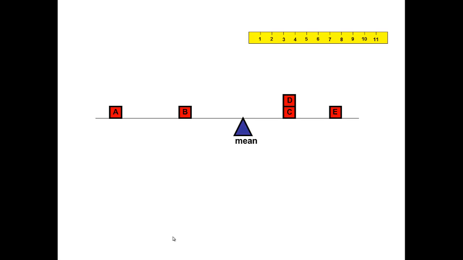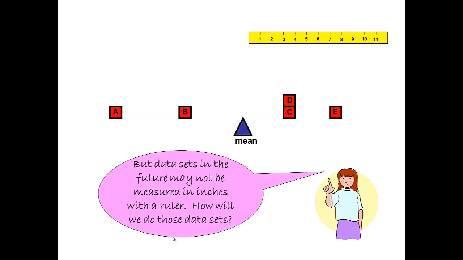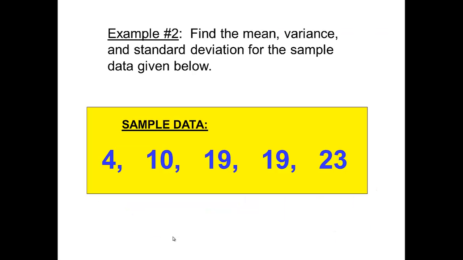Do we deal with this type of data often? No, but data sets in the future may not be measured in inches with a ruler. How will we do those sets of data? Find the mean, variance, and standard deviation for the sample data given below: 4, 10, 19, 19, and 23.